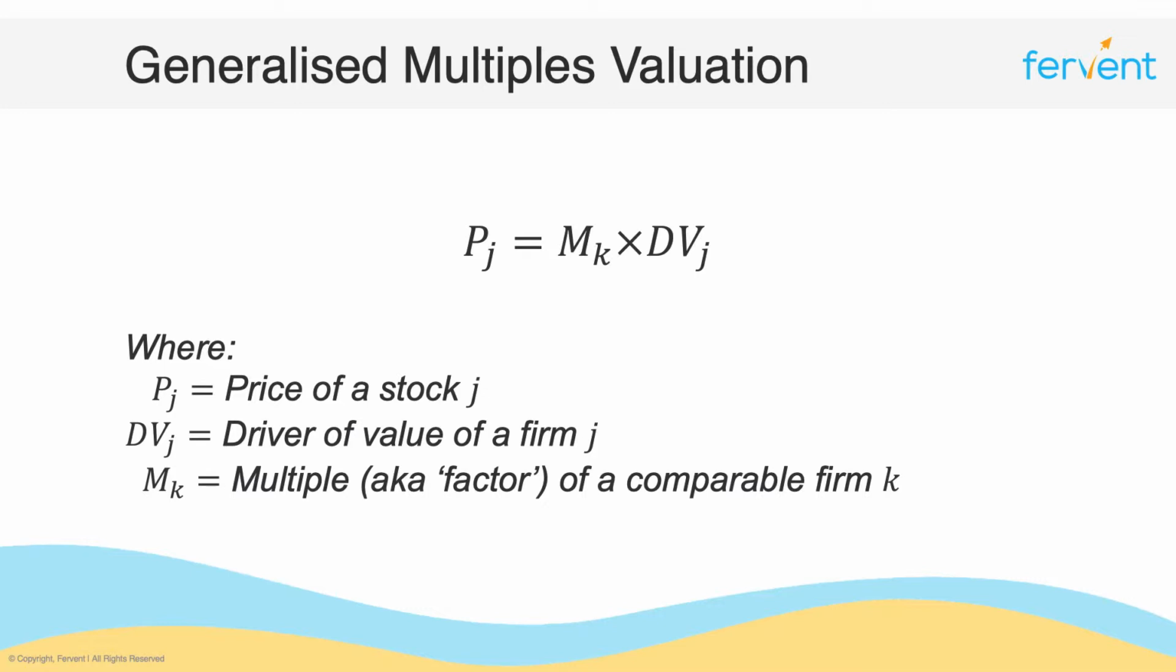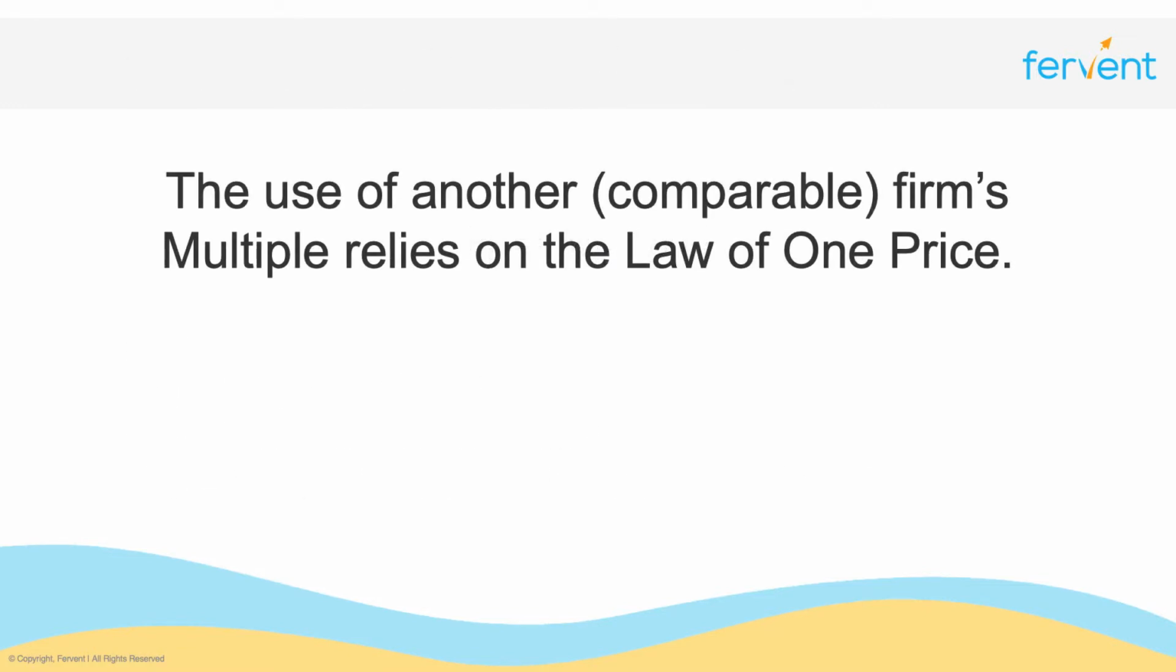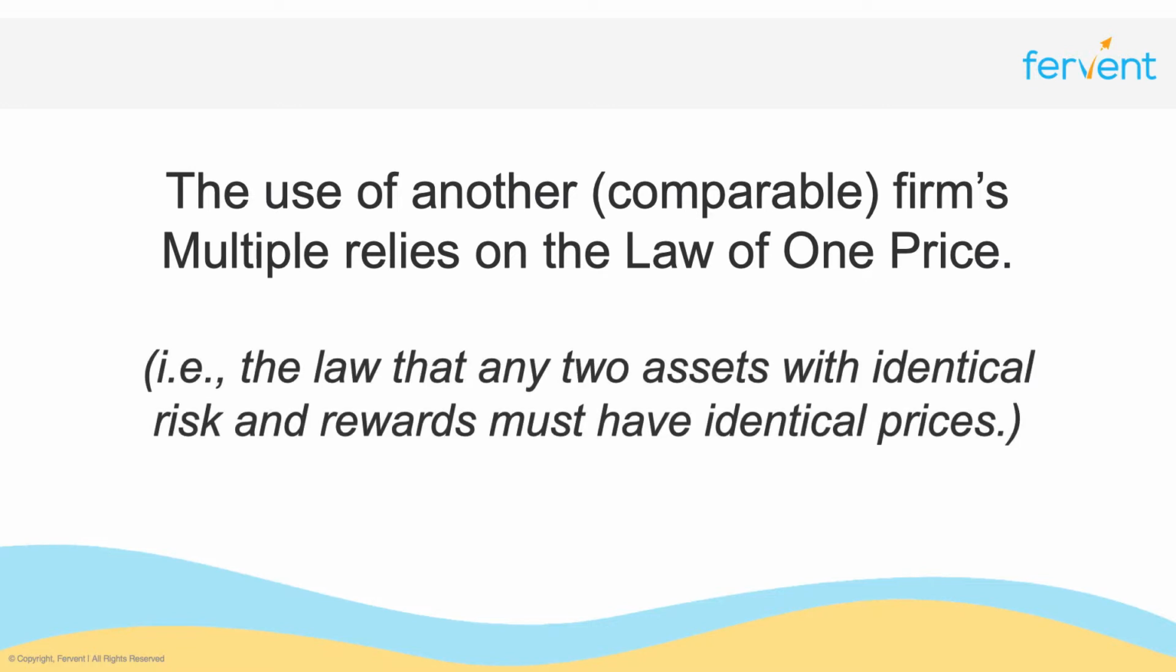Now, the reason this is so important is because the use of another comparable firm's multiple relies on the law of one price, which in a nutshell says that any two assets with identical risk and rewards must have identical prices. So if you have two stocks that are identical in all aspects, then they must be trading at the same price. Now, this is such an important concept, not just for this course, but for finance as a whole. So I really need to make sure that you understand it. And so I'm going to spend a little bit of time to make sure you really do understand this.